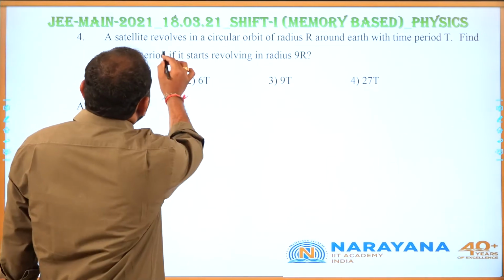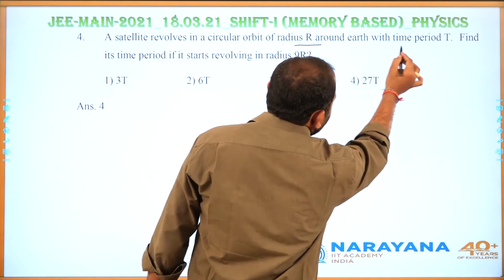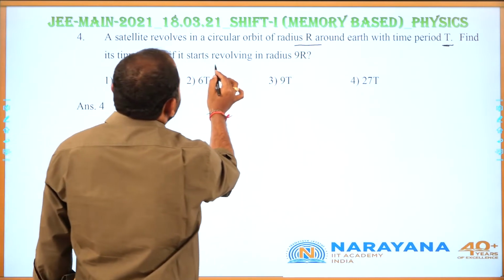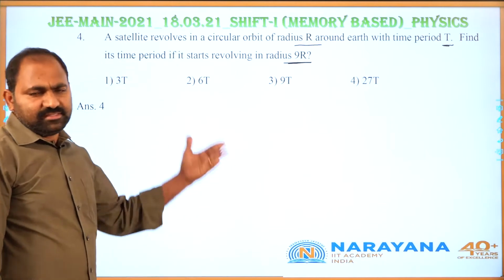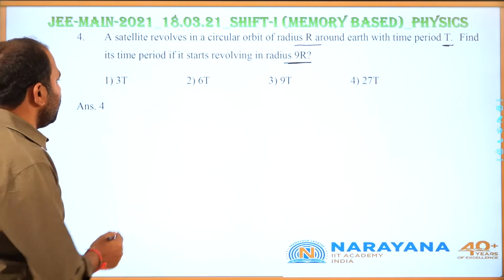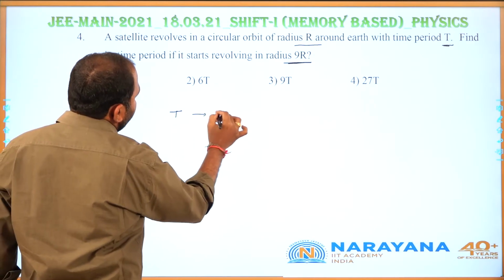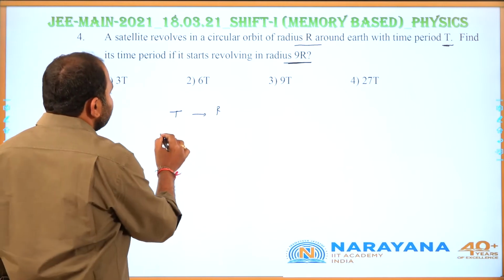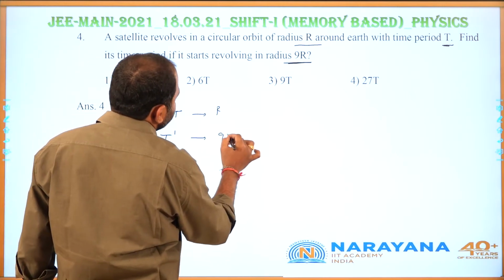Here it is given, a satellite revolves in a circular orbit of radius r around Earth with time period T. Find its time period if it starts revolving in radius 9r. So it is simple Kepler's third law. T is the time period when it is revolving in a circular orbit of radius r. And what is the time period when it is revolving in a circular orbit of radius 9r?